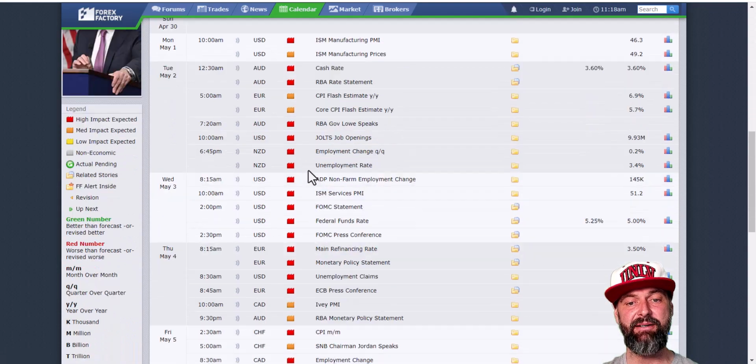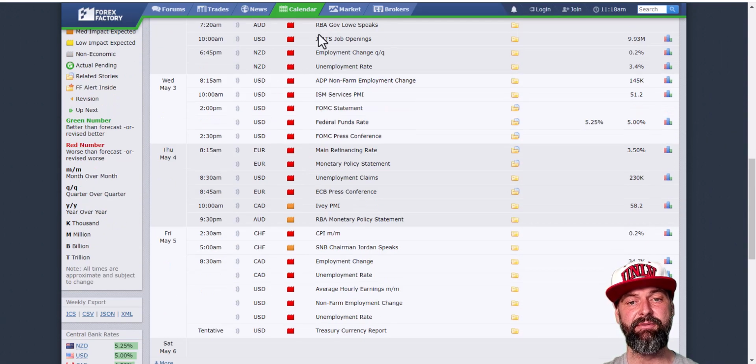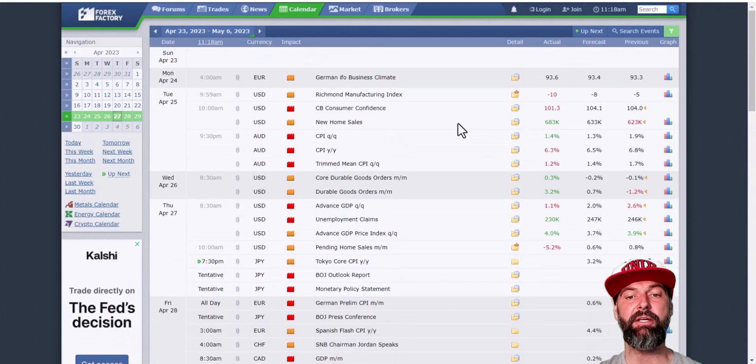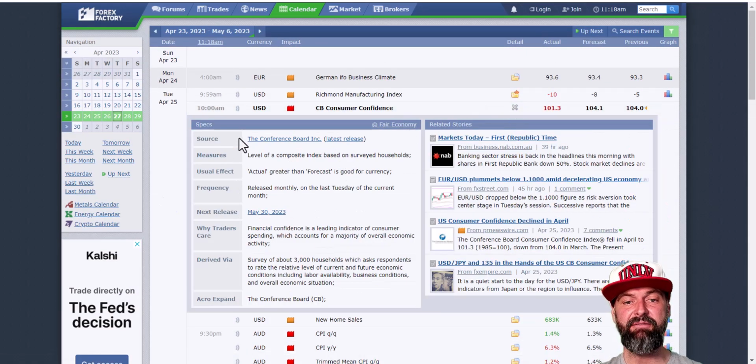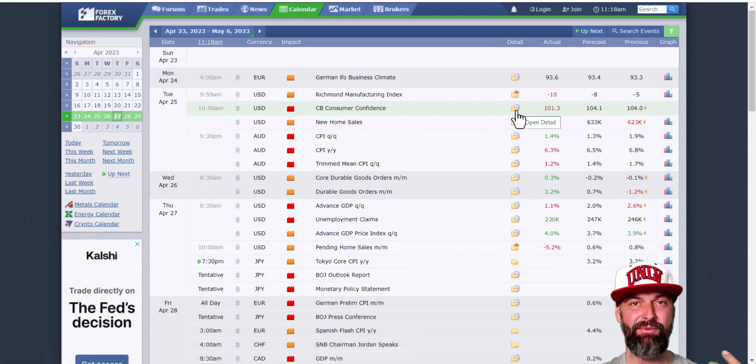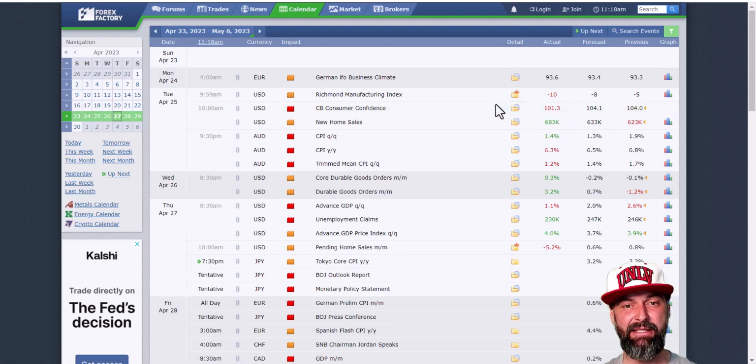We'll go to next week. Same thing. Look at all these reds. But it's good. You click here, it'll give you the source, measures, usual effects, frequency, the next release date. And then after the meeting is had, you can come back here, click on that folder, and get the information that was released within that meeting.